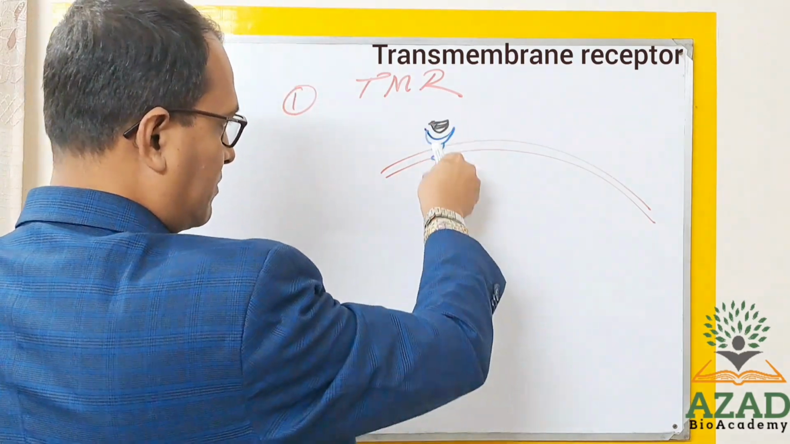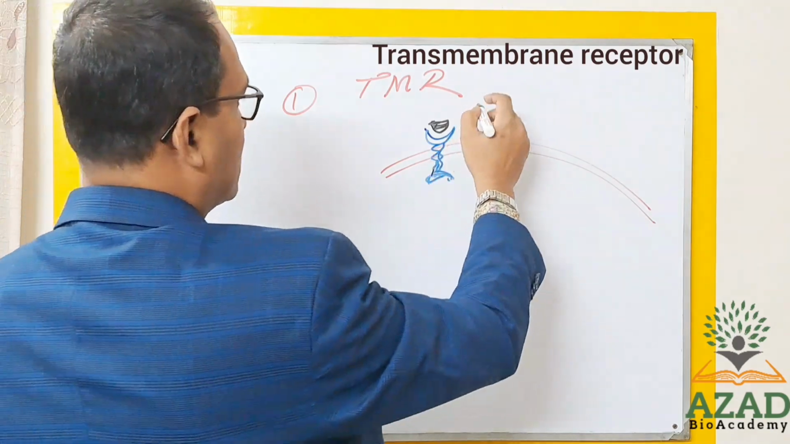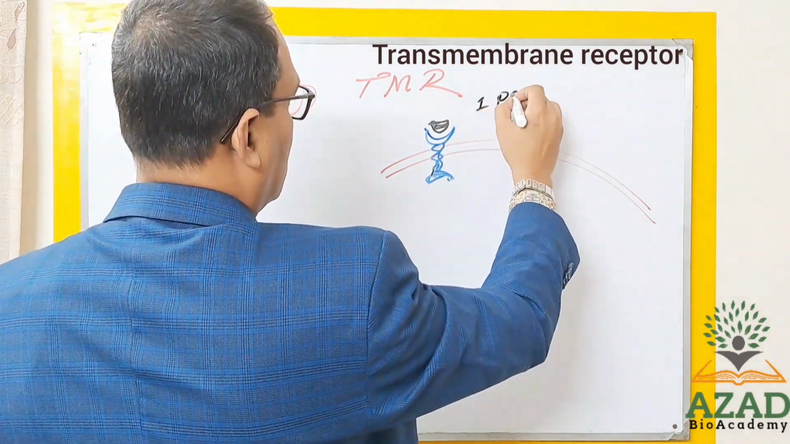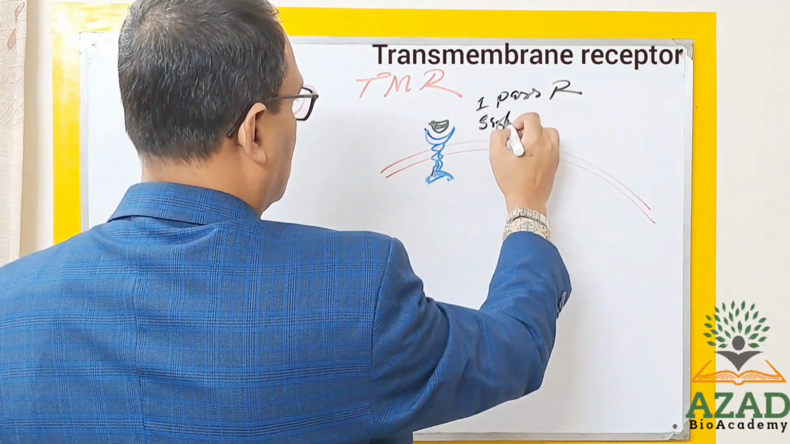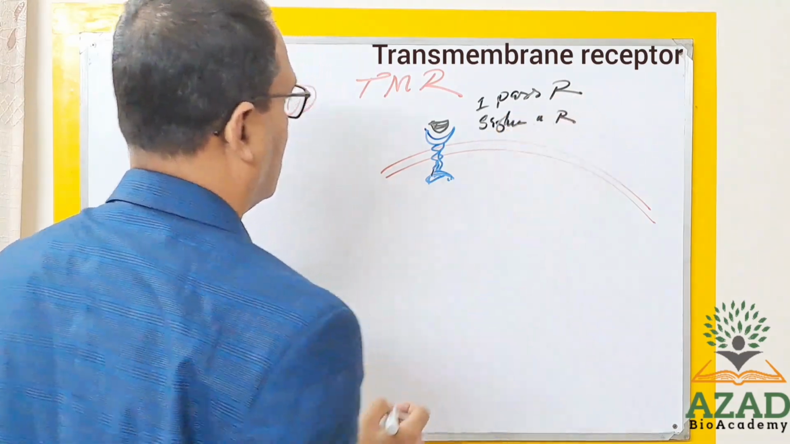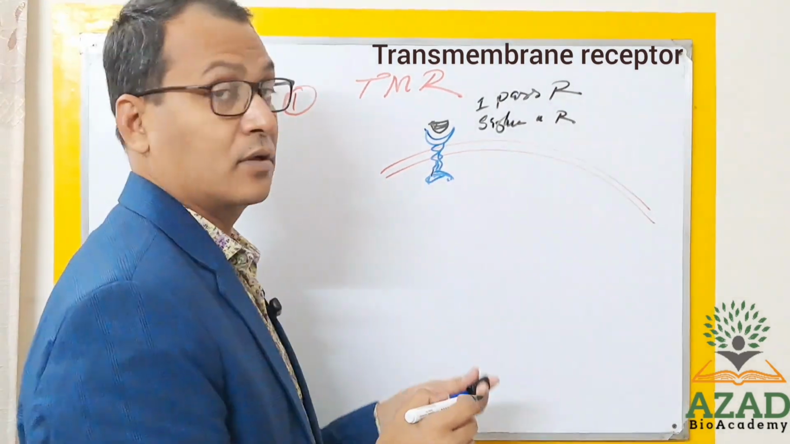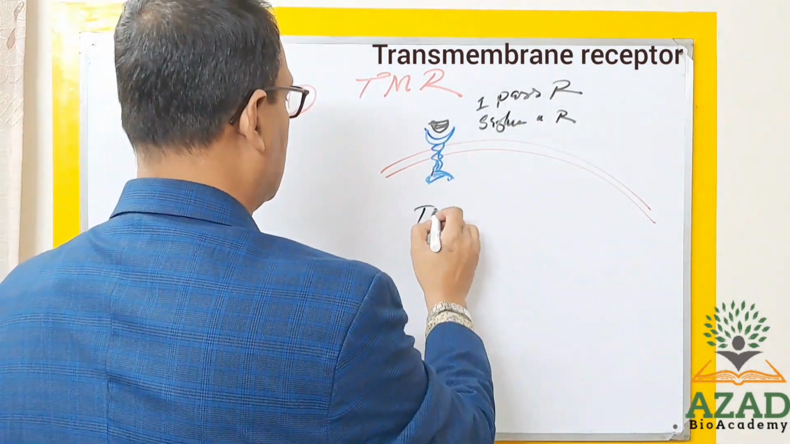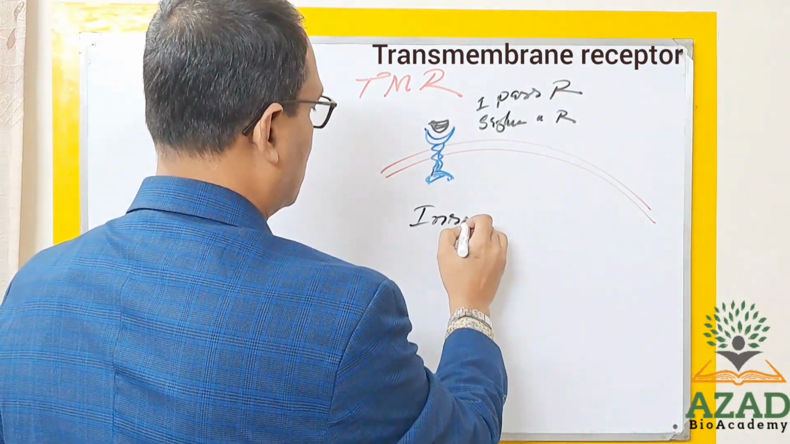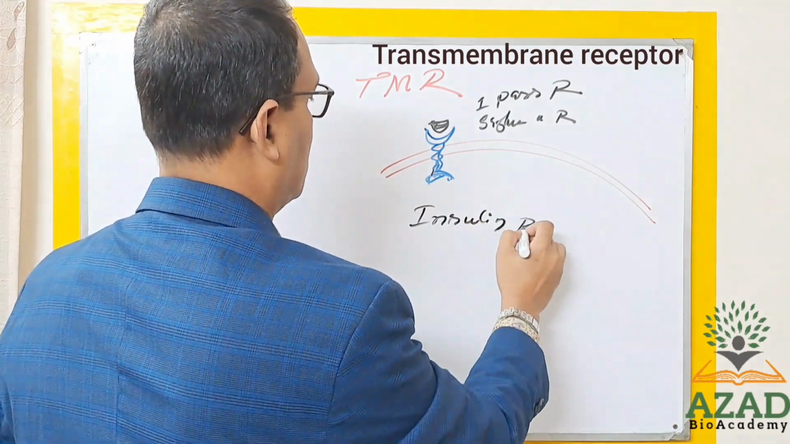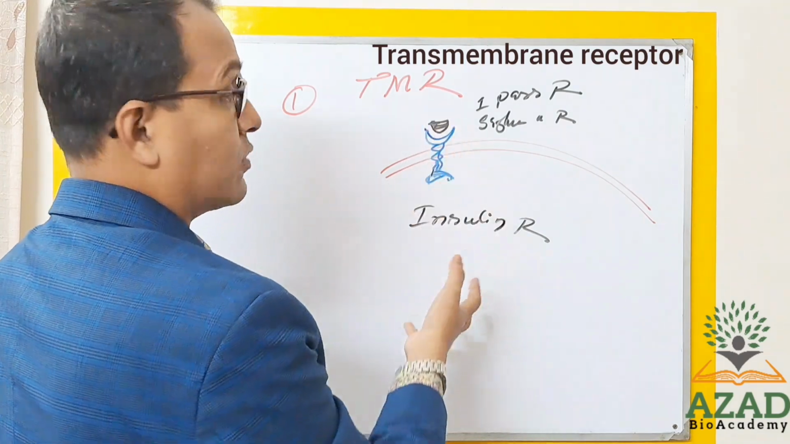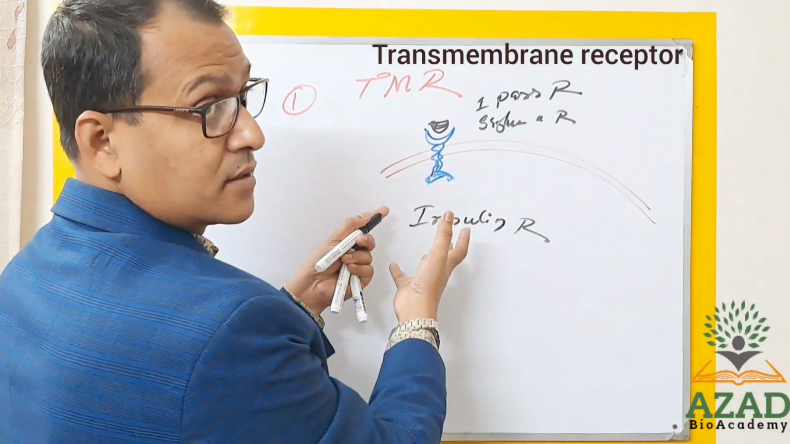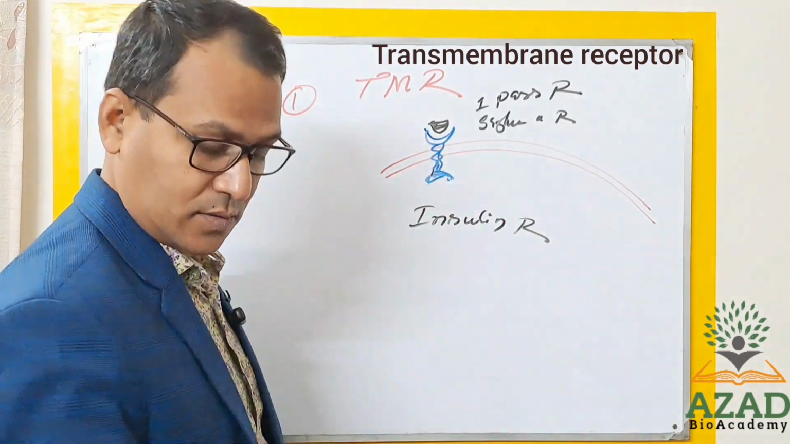It crosses the membrane one time, so you can say this is a one pass receptor, or a single pass receptor. And the example of that type of receptor you can easily consider is the insulin receptor. The insulin receptor, you can also consider as a tyrosine kinase receptor. This is a single pass receptor.